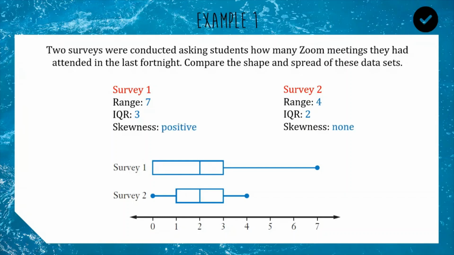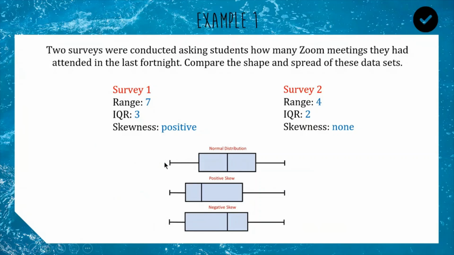So if we wanted to compare the shape of these two data sets, we could say that survey 2 is very symmetric, whereas survey 1 has positive skew. If we want to compare the spread, we can say that data set 1 is far more spread out, and here is our proof, whereas survey 2 is much more consistent and clustered. So something along those lines. Here's a quick diagram showing you what a skewed box plot looks like. As I said, it's more of a spread, or a reach, towards one direction.